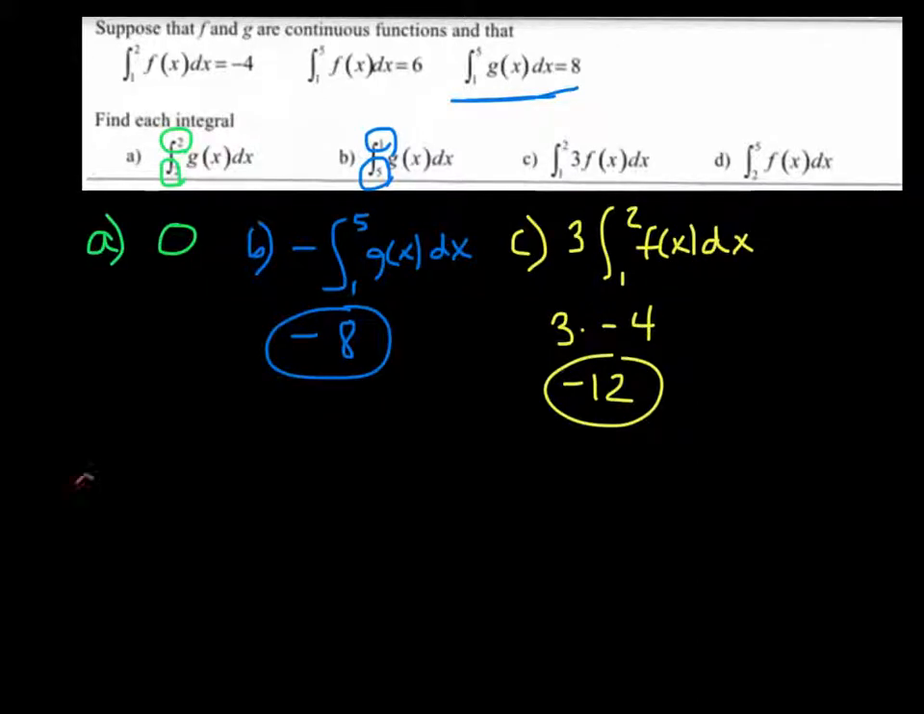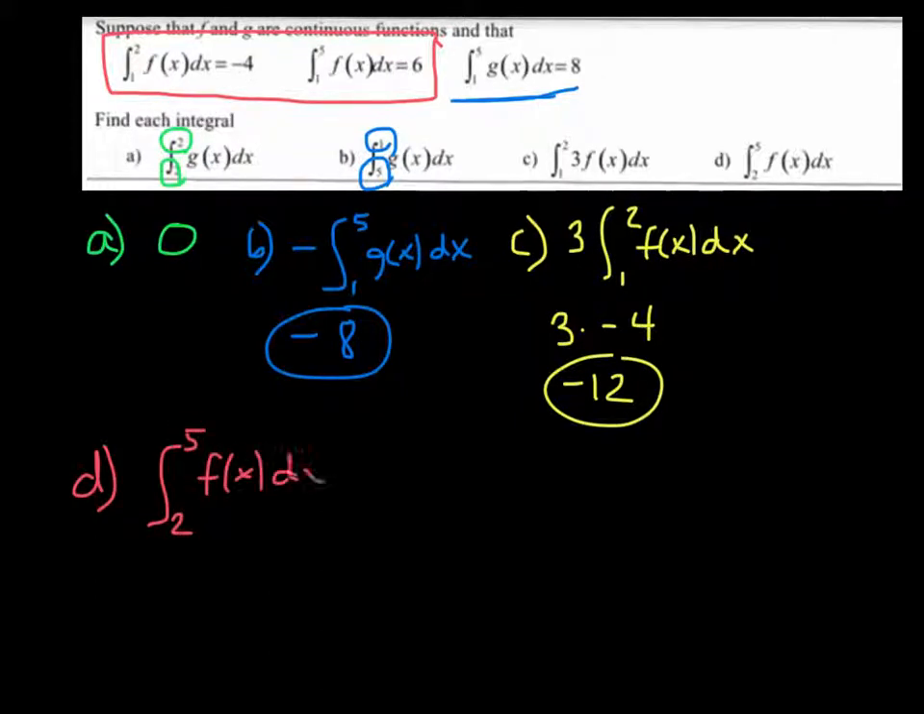All right. The integral from 2 to 5 of f of x dx. I want you to look at our 2 values that were given, the 2 integrals that deal with the function f of x. The first one we're given is the integral from 1 to 2 of f of x dx, and the second one is from 1 to 5. And the question we're asked is from 2 to 5 of f of x dx.